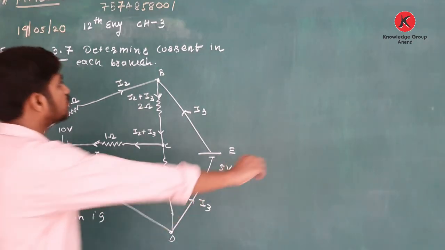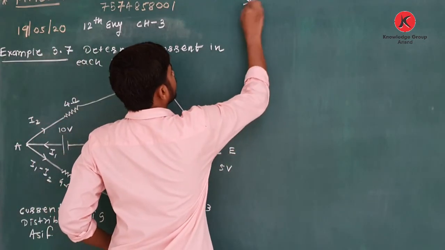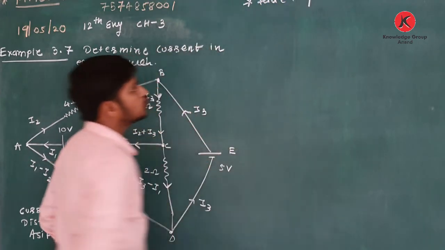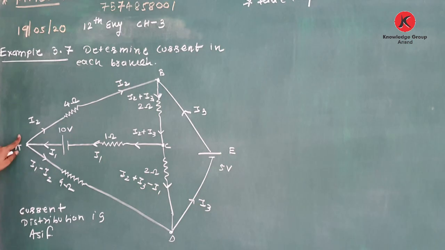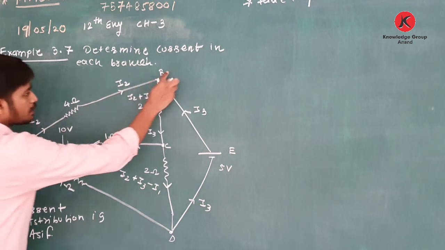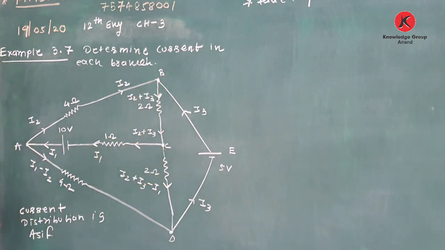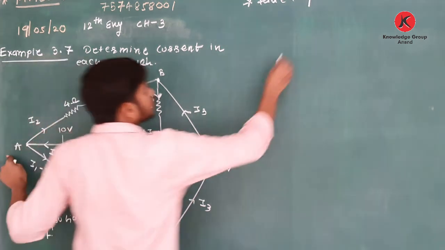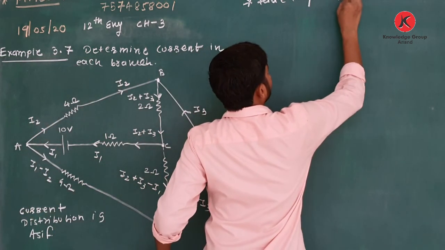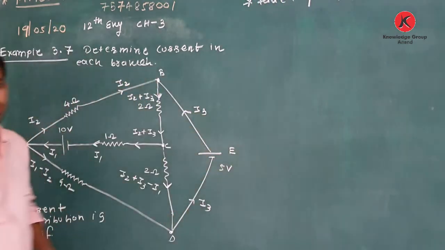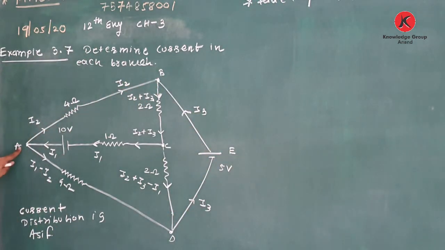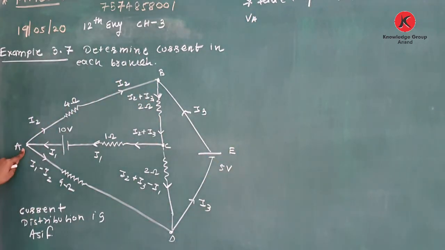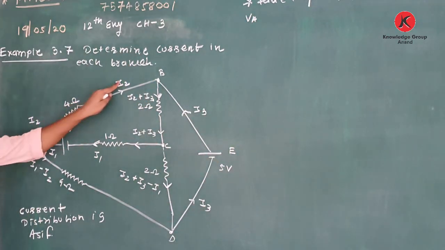Okay, first loop we will consider. First of all, we are taking this loop, starting from A, B, C, A. Take loop A, B, C, A. So starting from point A, what do you have to write? We are moving in this direction towards B.